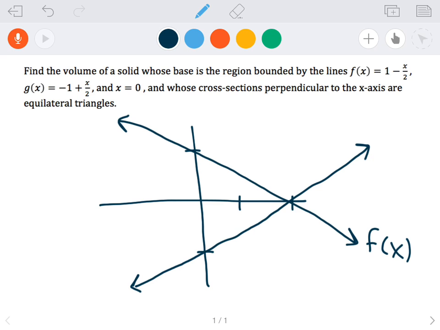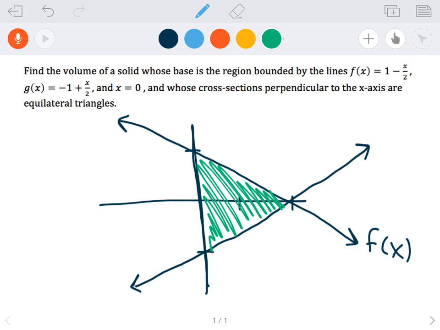Can we just admire this for a second? I think that went pretty well. And x equals 0, which is the y-axis here. And so the region enclosed by those lines is this little triangle right here. So that's your first step.